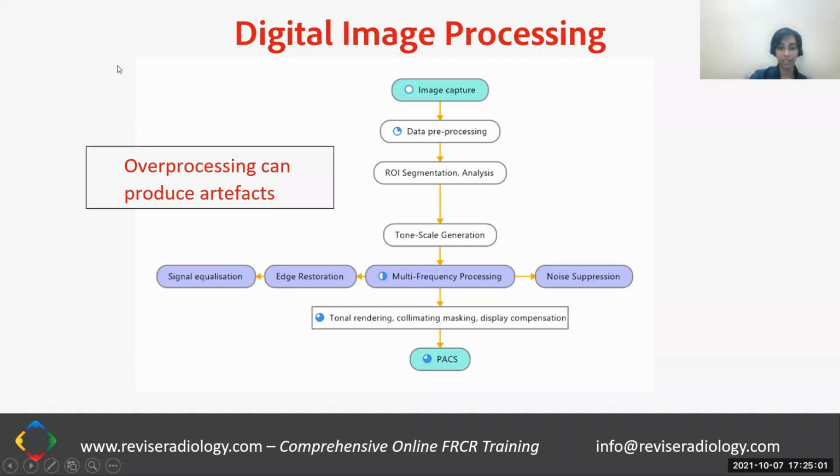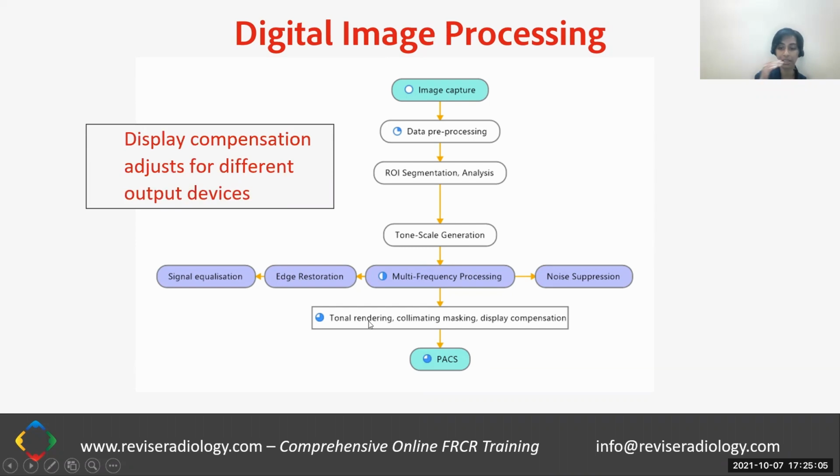And then finally, we come to the last stage, which is tonal rendering, collimating, masking, and display compensation. In display compensation, basically what the computer is doing is adjusting the image for displaying in different output devices. So that was a brief overview of digital image processing. There are more things which need to be looked at in this topic.